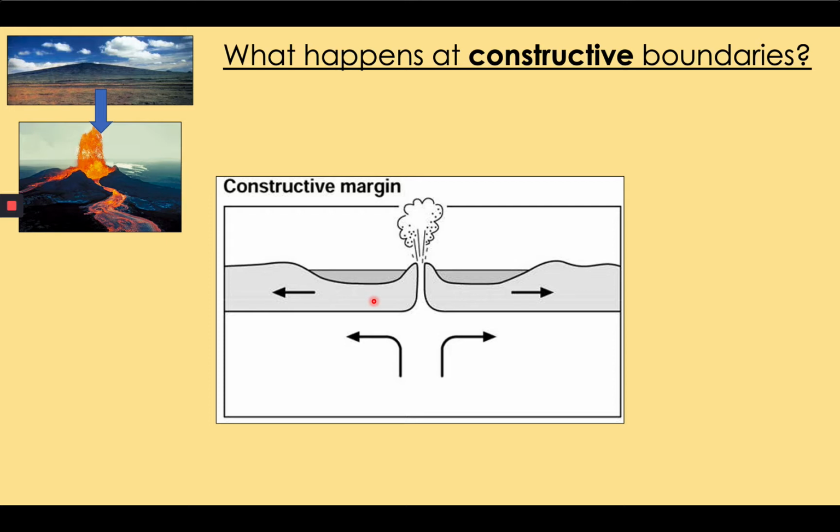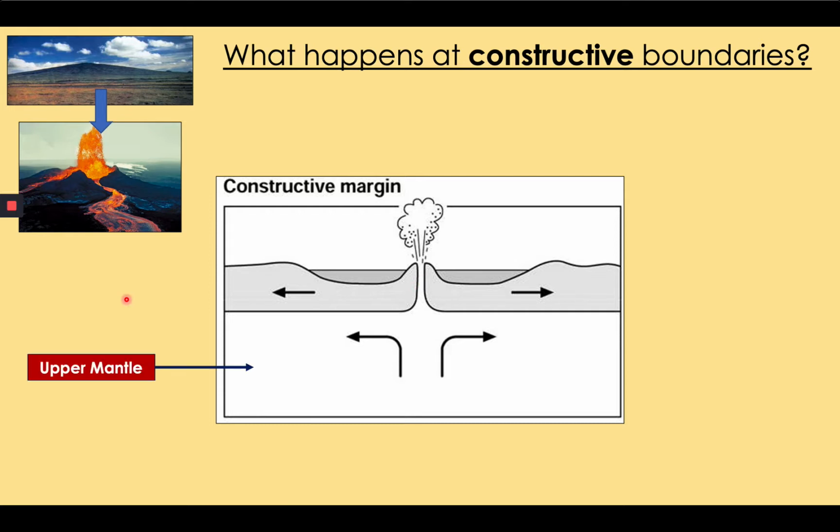And so at constructive boundaries, you get volcanoes, but you also get earthquakes. As the magma rises through the cracks in the crust, it presses against the rock that it blasts through, creating vibrations, earthquakes. Not only that, it pushes the tectonic plates.